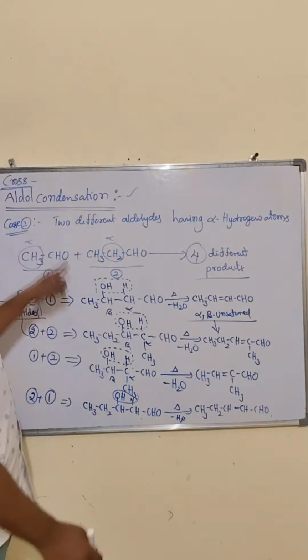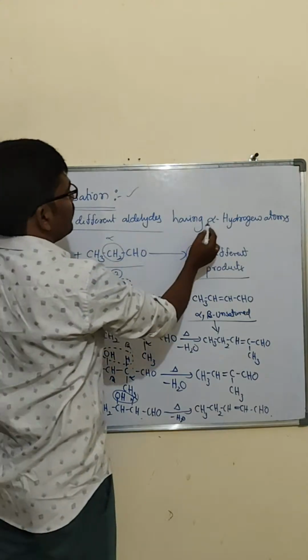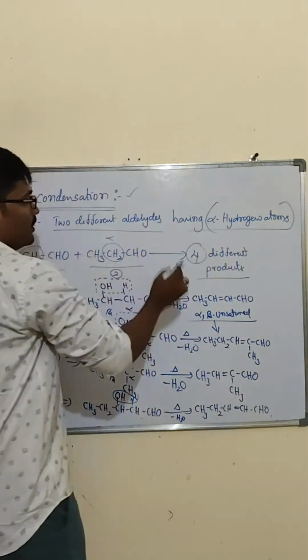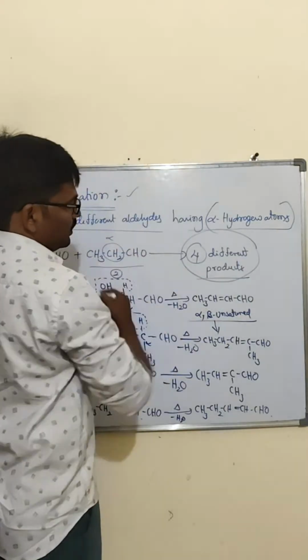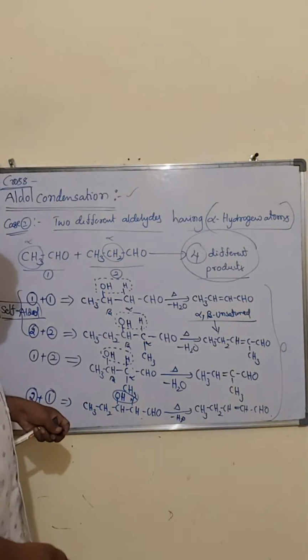So if you take cross aldol condensation, in case 2, two different aldehydes both having alpha hydrogen atoms, then 4 different products will be formed. So the 4 different products are like this. Clear, my dear students? Yes.